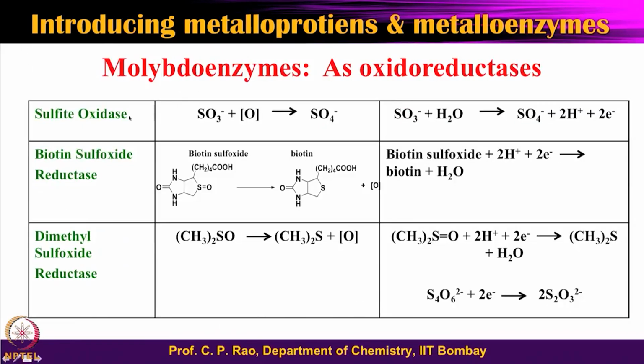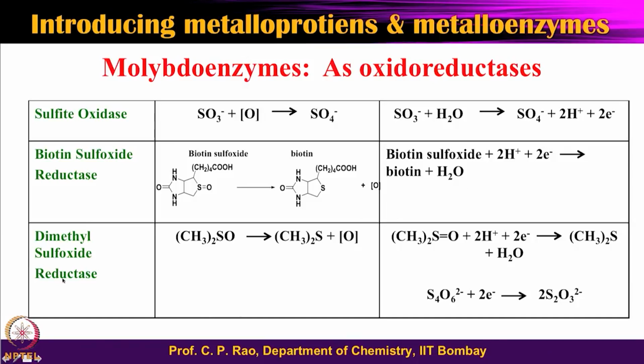Now, sulfite oxidase, that is SO3 going to SO4, again 2 proton 2 electron and 1 oxygen added. Biotin sulfoxide reductase. So, reductase means you take out an oxygen from here. So, this is biotin sulfoxide, this is the sulfoxide. You see this, this is just simple biotin, no oxide will be there, and this oxygen will go as water. You see here in the reaction, biotin sulfoxide plus 2H plus 2 electron gives biotin plus H2O.